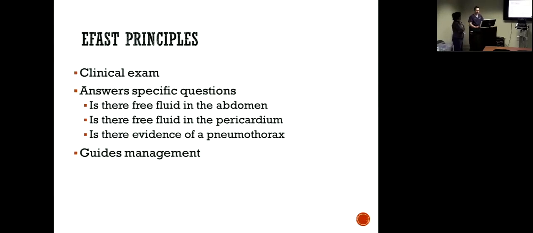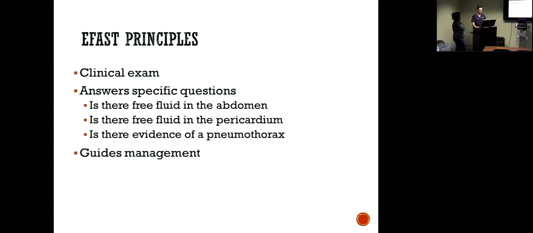So anytime we have a trauma, as everyone knows, we always start with our clinical exam. That's first and foremost. It still gives you the most amount of information right off the bat. Just looking at a person, you all can tell as much as we can if someone looks sick or not sick, right? But then with the ultrasound, we can answer a few specific questions. Is there free fluid in the abdomen somewhere? Is there free fluid around the heart in the pericardial sac? And do they have a pneumothorax? That's really all we're trying to answer.